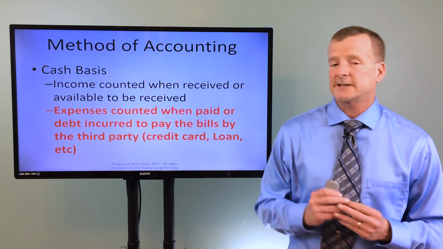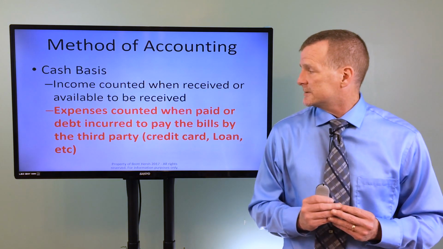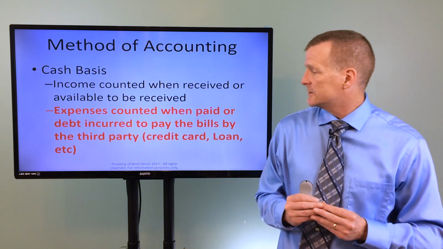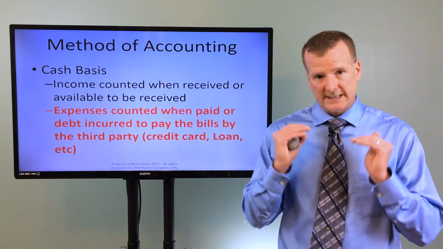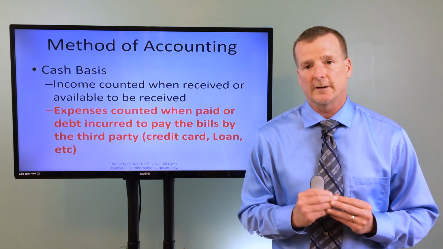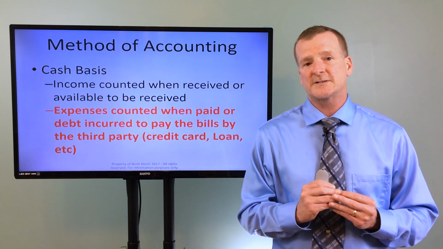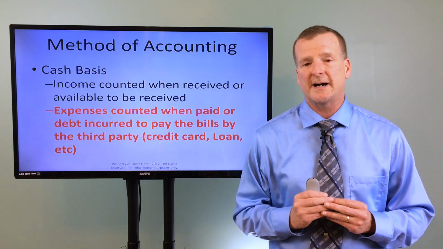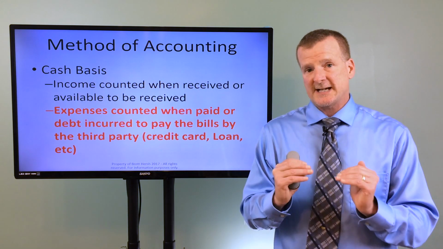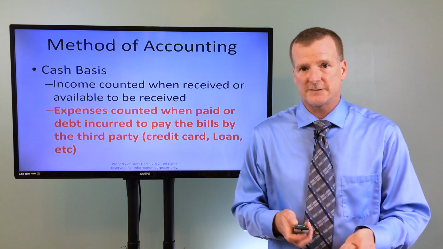Okay, expenses. A cash basis taxpayer counts their expenses when they are physically paid, or you incur a debt to pay the bill, and that bill is paid by a third party. What that basically means is you put the expense on a credit card, or you take a loan out and pay the expense. You purchase a tractor or something on payments, and those payments you're paying to John Deere or whoever you buy the tractor from. That is an example of incurring debt to pay a bill. And as a cash basis taxpayer, when you incur that debt, that is the same as actually paying the expense.